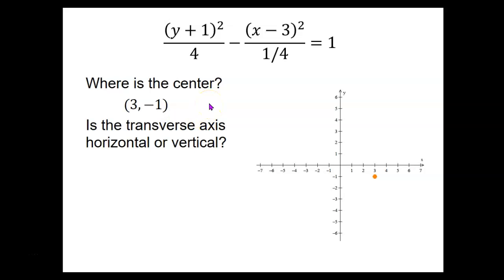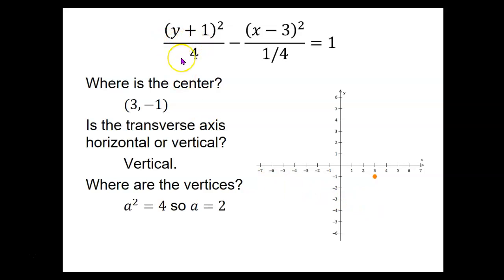Is the transverse axis, the one that goes from one branch to the other, horizontal or vertical? Well, it's the y part that comes first in the subtraction. So the transverse axis is going to be going y-wards, vertically, up and down. Where are the vertices? They're going to be above and below the center, but how far? Well, look at the number below the y squared part. The first number is a squared. a squared is 4, so a would be the square root of that, 2.